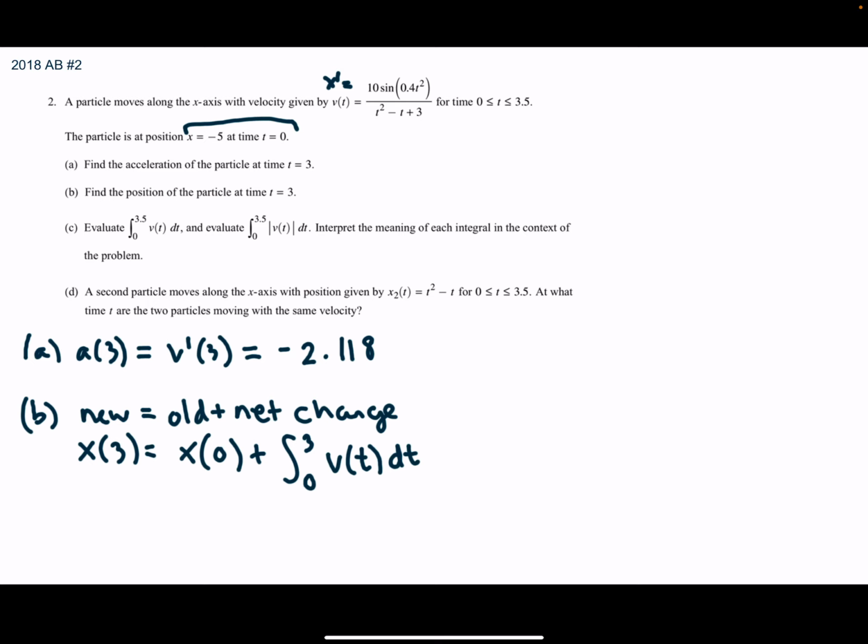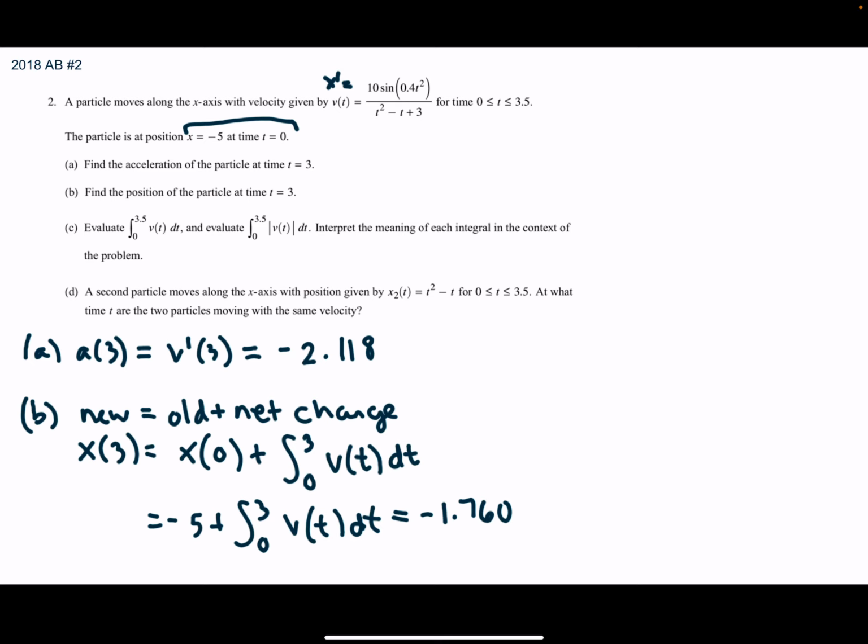X of 0, they tell me, is negative 5, so I'm going to put negative 5 plus this integral into my calculator all in one line, and I come up with the answer of negative 1.760. That's the answer, either truncated, meaning you chopped it off after 3 decimal places, or rounded. You need an answer correct to 3 decimal places. Please give it 3 decimal places.